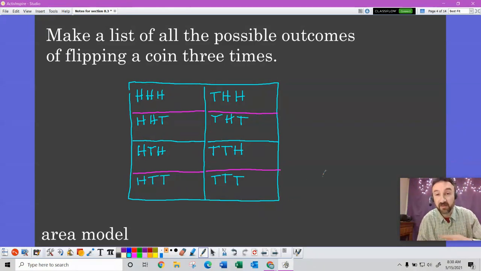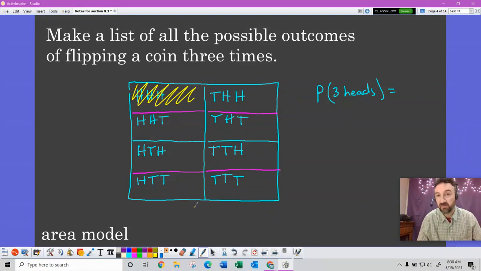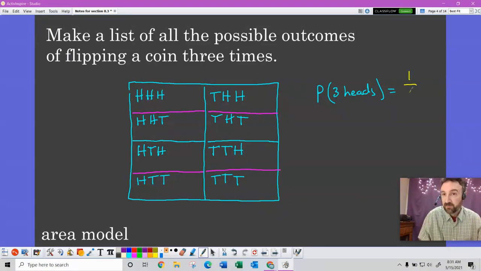Now we could extend this and start asking questions about what's the probability that you get 3 heads, just as an example. And then if I'm going to look at that, I've got to think about there's 8 different equally likely outcomes here, and there's only one outcome that's all 3 heads. It's a 1 out of 8 probability.